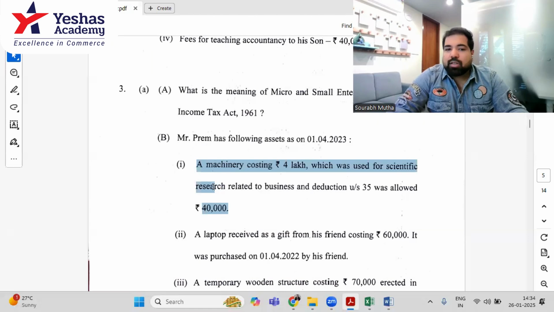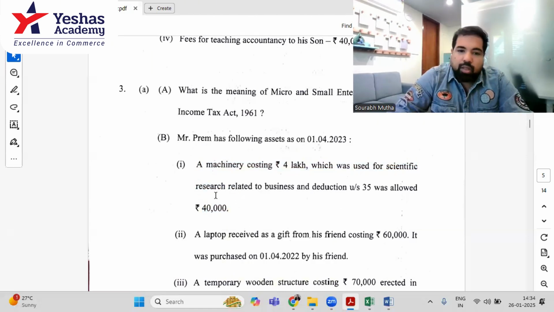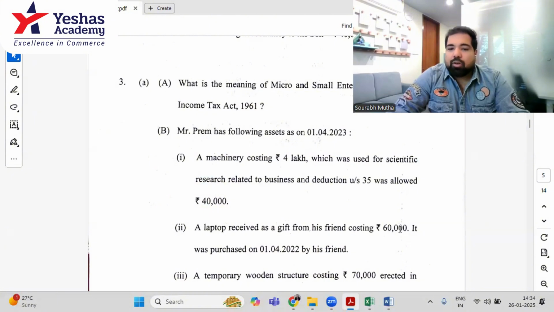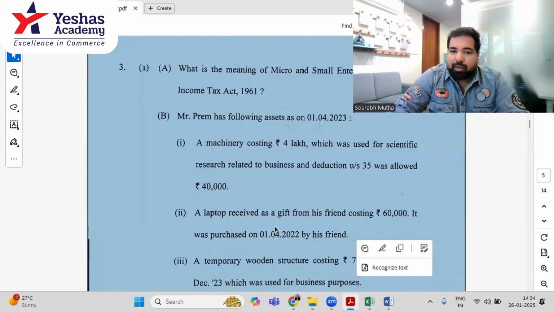So if 40,000 is allowed, only on the balance you can take depreciation at the rate of 15%. A laptop received as a gift from a friend costing 60,000. It was purchased in the year 2022. So on 60,000, you can claim depreciation. This is at the rate of 40% because it's a laptop.